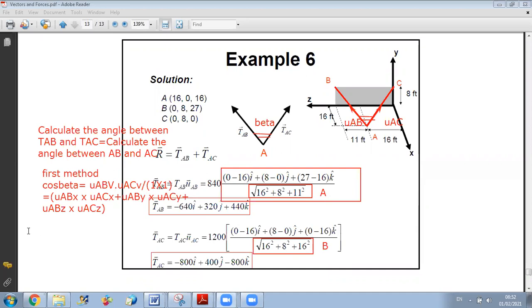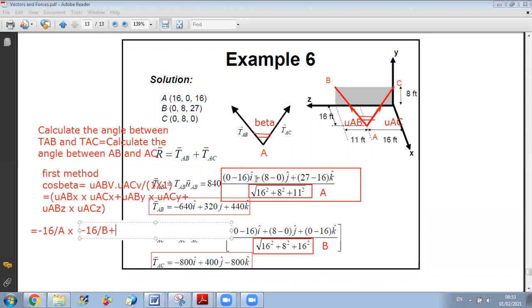So if I want to apply it, it's equal to minus 16 over A times, what is the component of the unit vector of AC? Who will tell me? Look, this is the expression of the unit vector of AC. So along i, it's minus 16 over what? Over B. So here it's times minus 16 over B, plus.